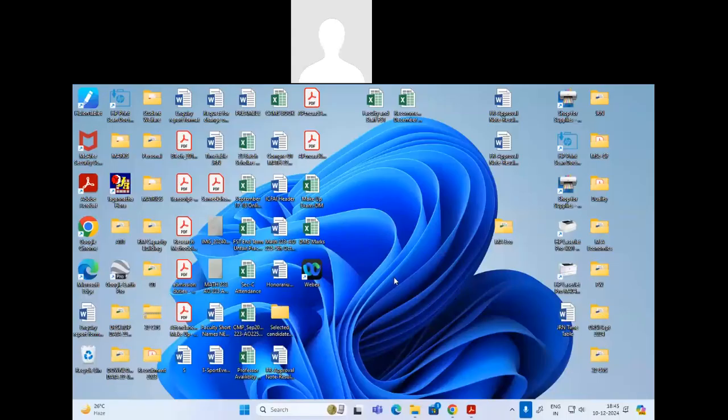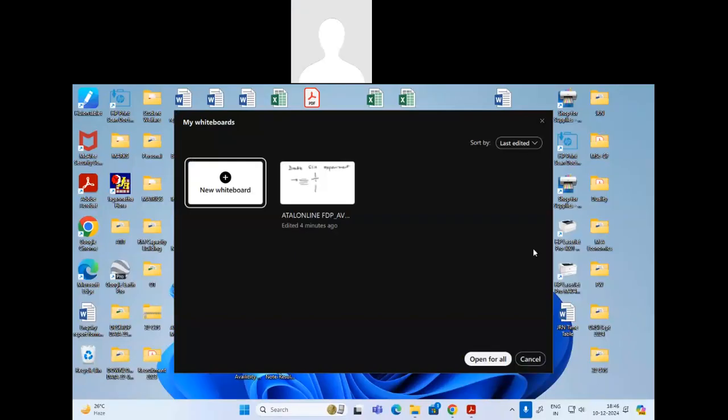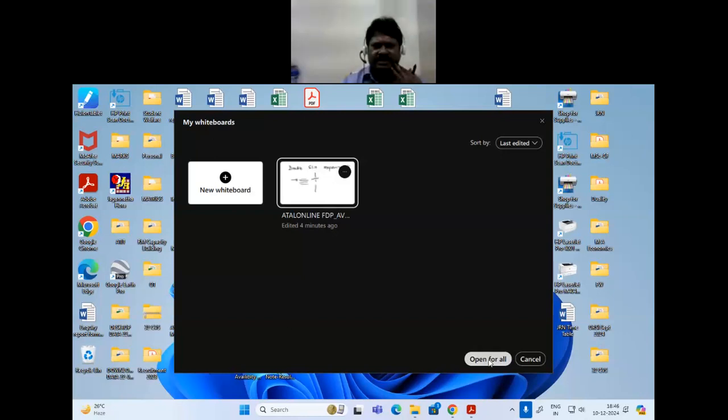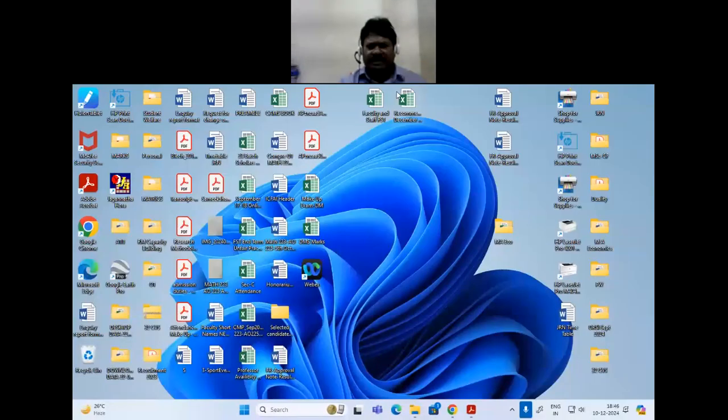There is some problem. Madam asked sir to go to the three dots. Yes, I am going. Then find the whiteboard. Yes, whiteboard is there, sir. Select that one, sir. Selected. Open for all. Continue. It is saying opening a whiteboard. It is opening for you, sir. But we are not able to see the whiteboard. Stop. Resume.